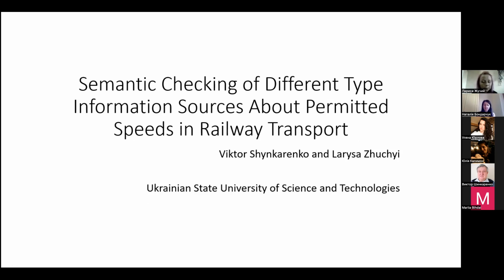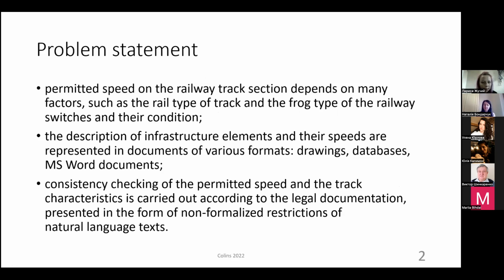Semantic checking of different type information sources about permitted speed in railway transport. Authors Viktor Shynkarenko and Larysa Zhuchyi. Permitted speed on the railway track section depends on many factors, such as the rail type of the track and the probe type of the railway switches and their condition.